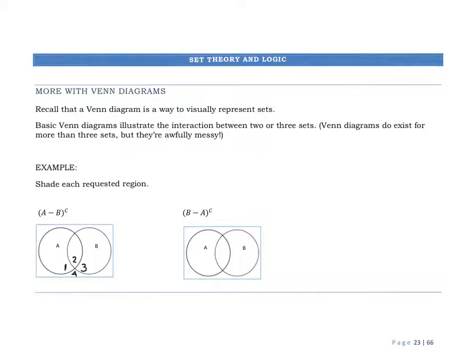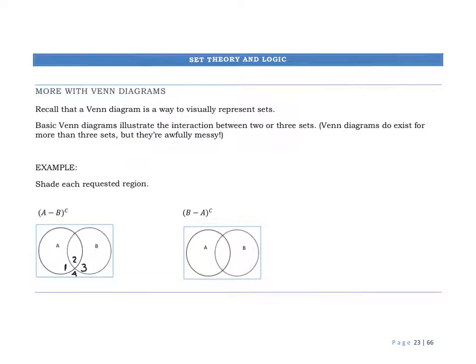Okay, so we are asked to shade the region represented by the complement of the difference of A and B. Well, first let's consider what the difference of A and B would be. So I believe that would be just region 1. Recall that the difference would be all of set A, but we're removing anything that had to do with set B, and that would be region 2.